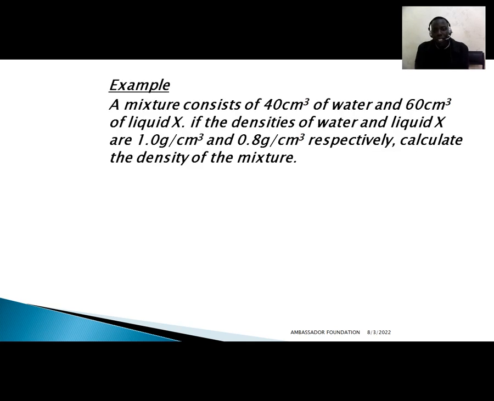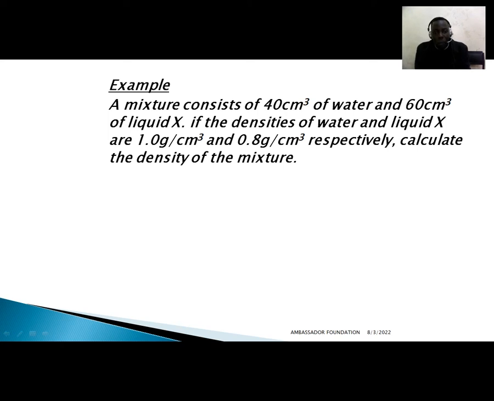I have to give you an example here. We have a mixture consisting of 40 centimeters cubed of water and 60 centimeters cubed of liquid X. So far we have the total volumes. If the densities of water and liquid X are 1 gram per centimeter cubed and 0.8 grams per centimeter cubed respectively, calculate the density of the mixture. Just aside on your working space, write water. Write volume 40.